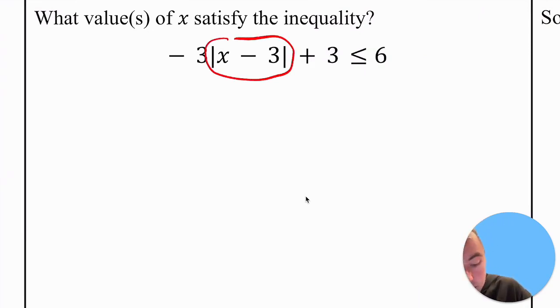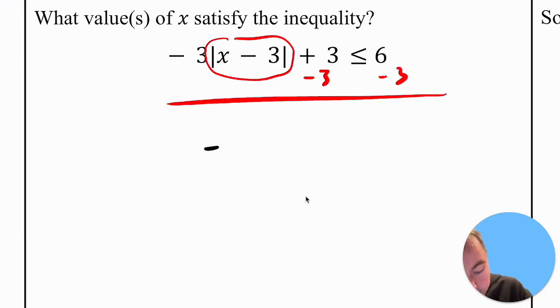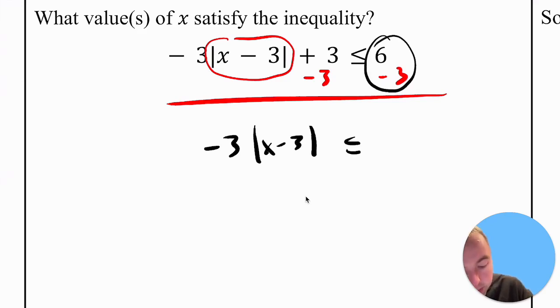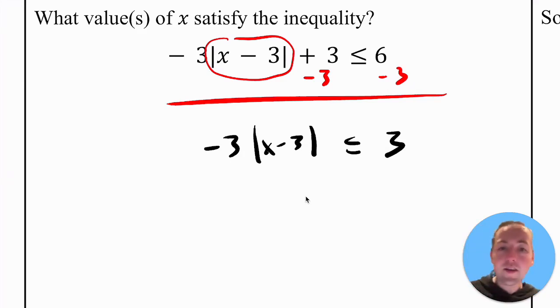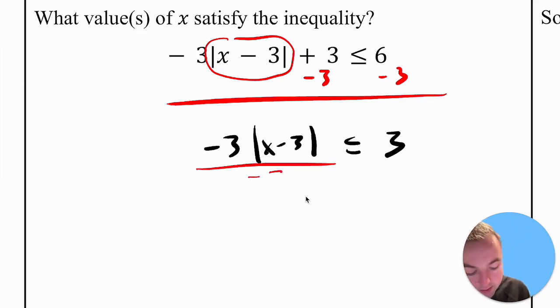So first of all, we want to undo the plussing of 3. Let's go ahead and subtract 3. That means then negative 3 times the absolute value of x minus 3 will be less than or equal to 6 minus 3, which is 3. Lots of 3's here, right? Okay, and then we're going to want to divide by the negative 3 there.